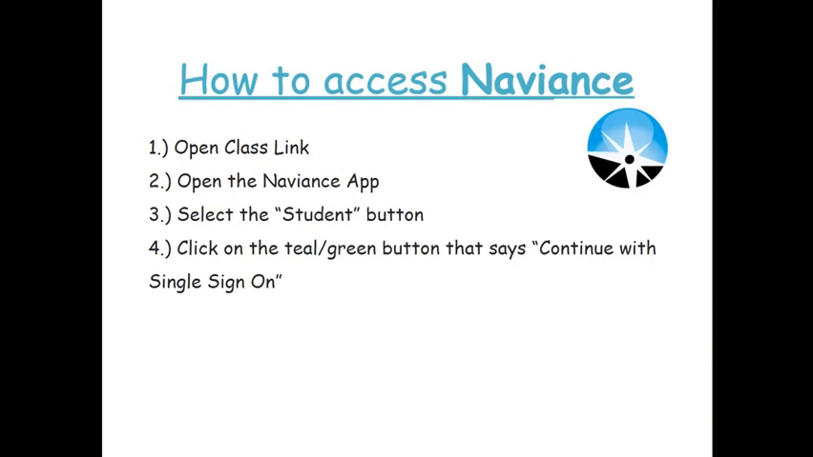At this time, if you do not already have your Chromebook open, please make sure you do so, and then we will walk through the general steps. In general, you are going to open your class link, open the Naviance app, select the student button, and click the teal green button that says continue with single sign-on. So again, at this time, we are all going to log in together.